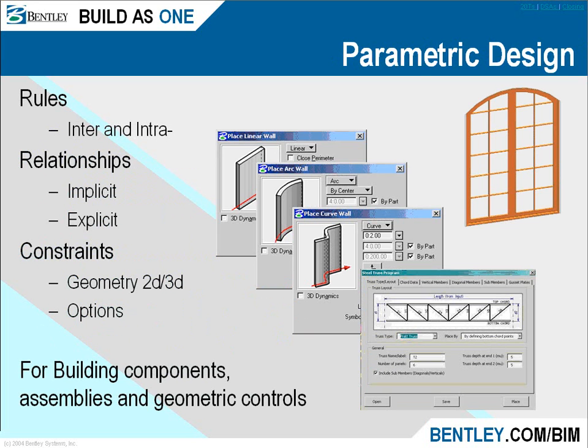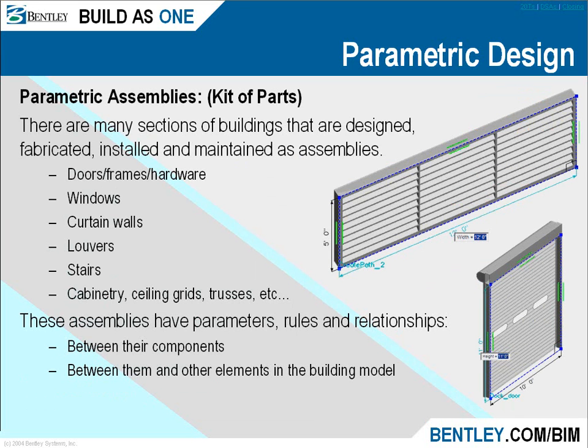You can basically go out and build what I call a kit of parts. And you can build inter and intra relationship rules that are implicit or explicit. This includes things like constraints for geometry, 2D and 3D. There's many options here for building components, assemblies and geometric controls. Parametric design includes things for doors, windows, curtain walls, louvers, stairs, cabinetry.